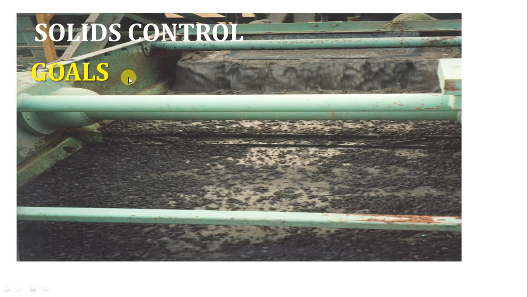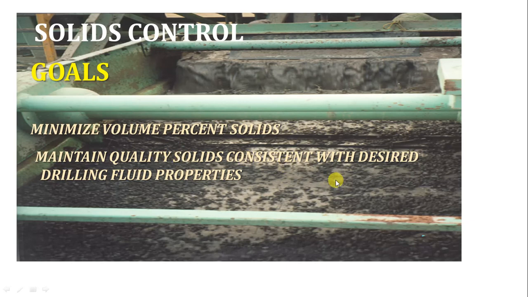The solid control. What are the goals of the solid control? The goals of the solid control are to minimize the total volume percent of solids, but we also have to keep the good solids inside the mud. As I told you, the mud contains the drilled solids and also the barite and the polymer. The barite and the polymer are commercial, useful, or desirable solids, which it is very important to keep in the mud. But the drilled material is like the cancer in the blood. The drilled solids are like the cancer in the mud. So we have to get rid of the drilled solids, but keep the commercial solids in the mud.